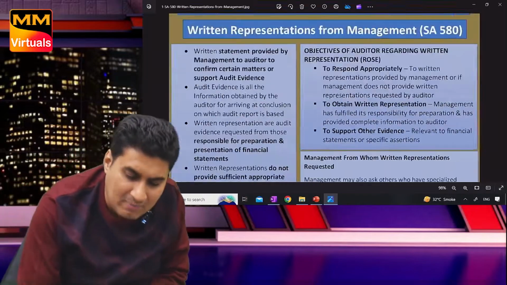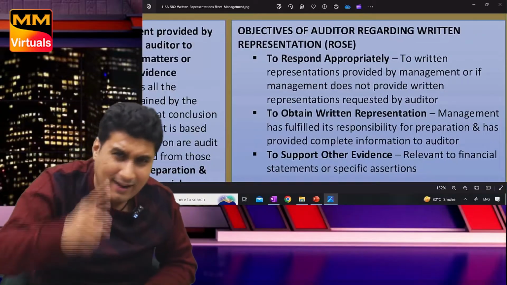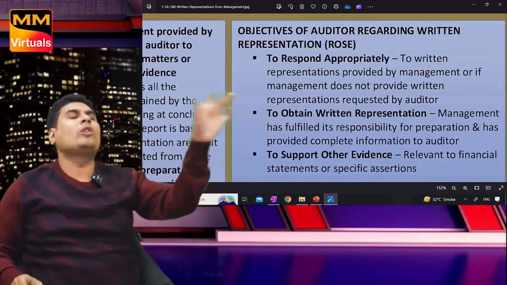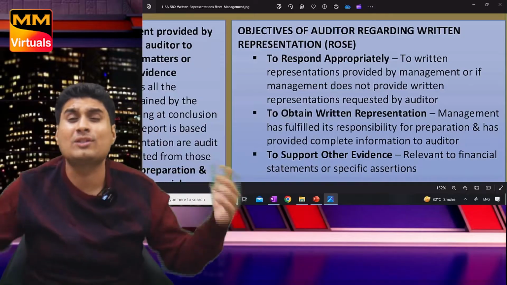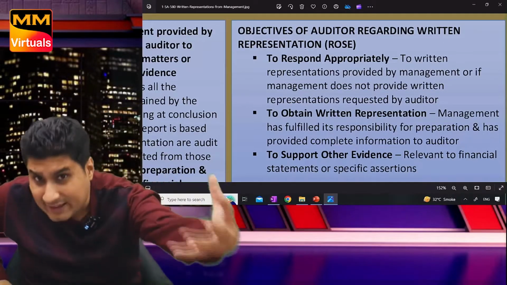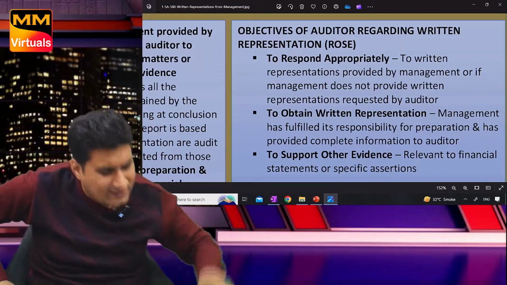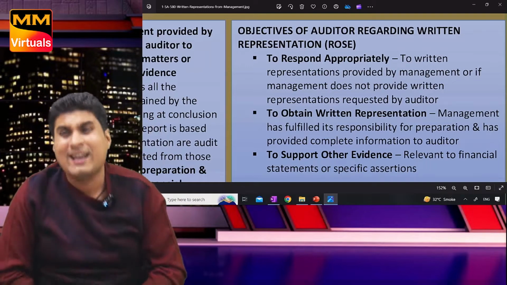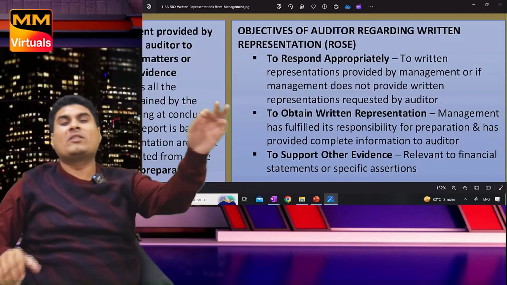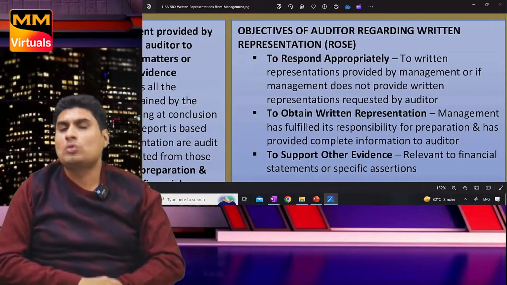Okay. So very simple. Why do I need WR? ROSE. Objectives of the auditor regarding written representation are to respond appropriately, ROSE. What is R? To respond appropriately to WR given by management or not given by management. What is O? To obtain written representation. What is SE? To support other evidence. I hope you are clear. Very simple.